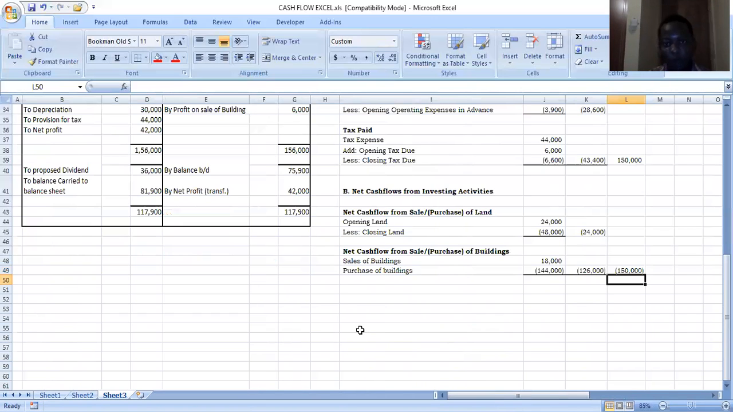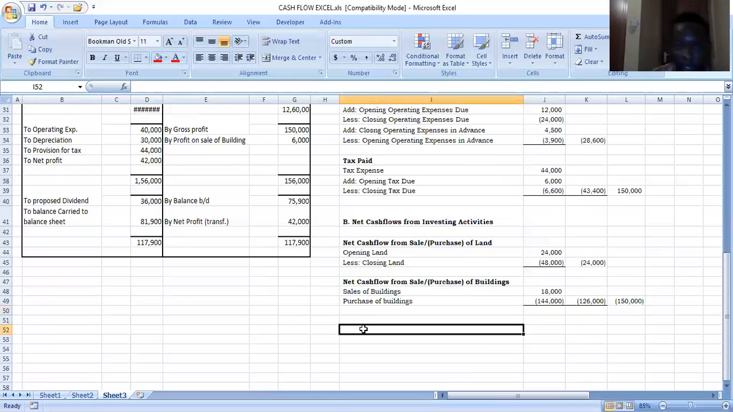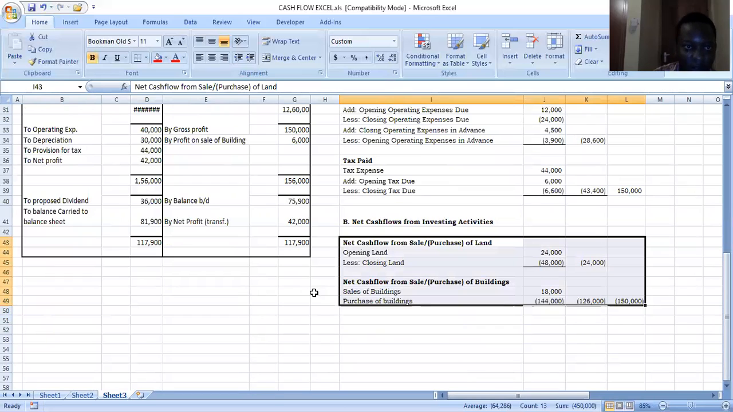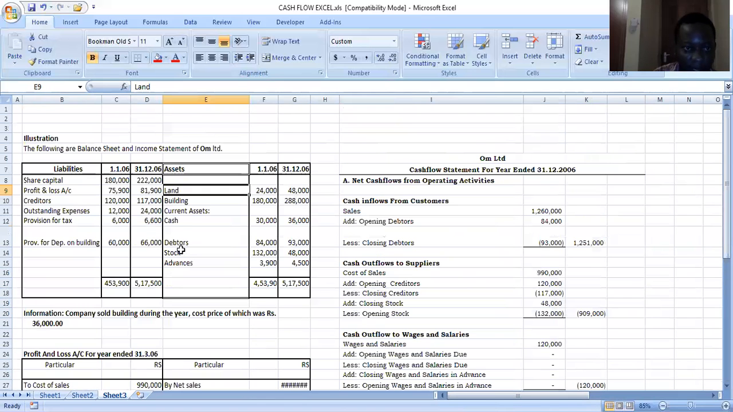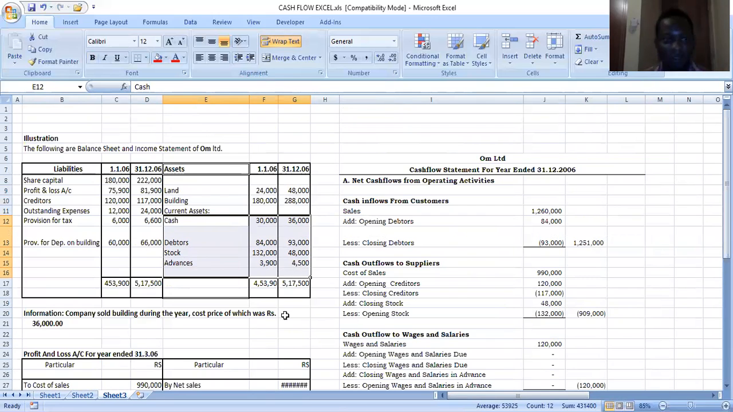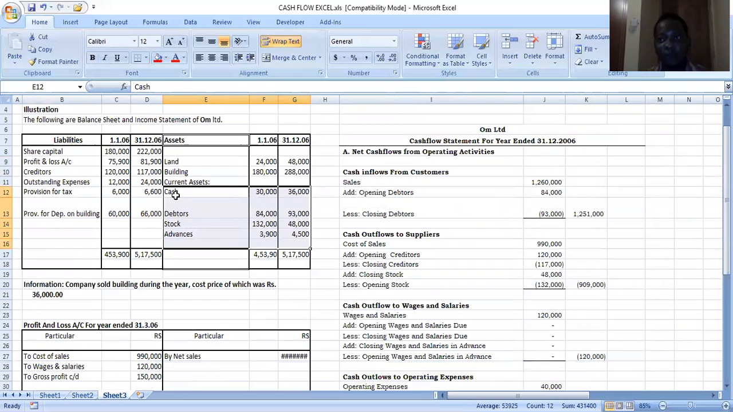Then we move on to part C. We've now exhausted our investing activities, because we only had buildings and land, and there is no investment in current assets. There is no activity that indicates investment. So these current assets basically represent the normal operating activities.